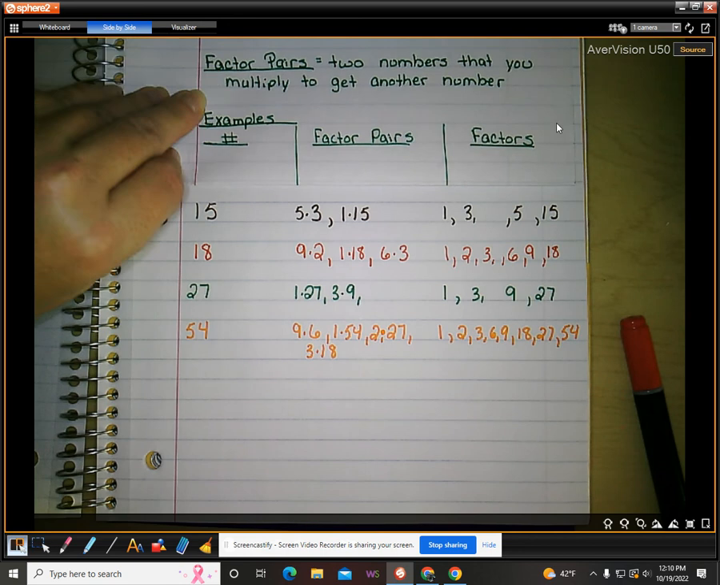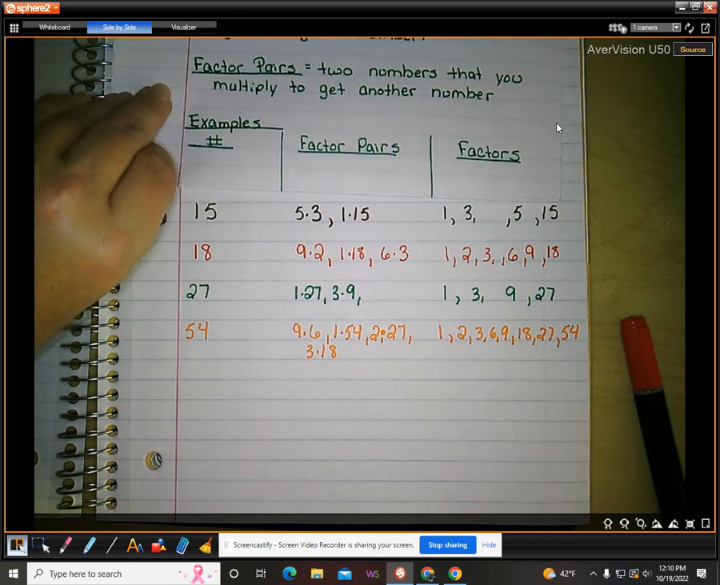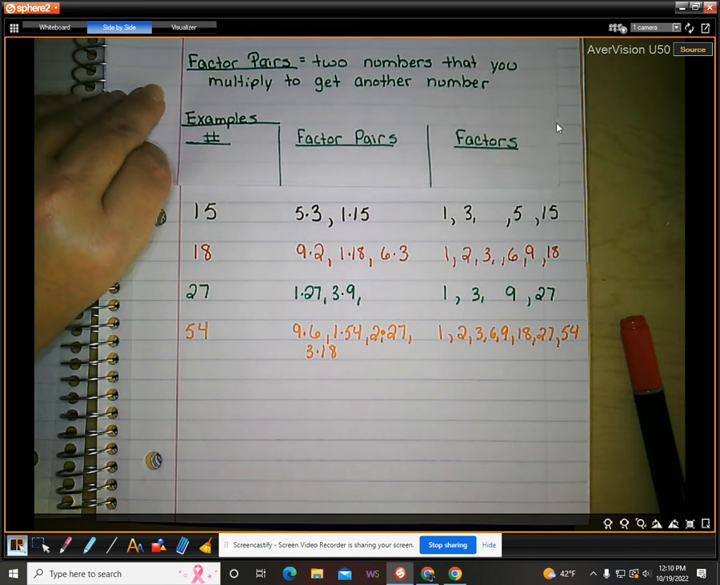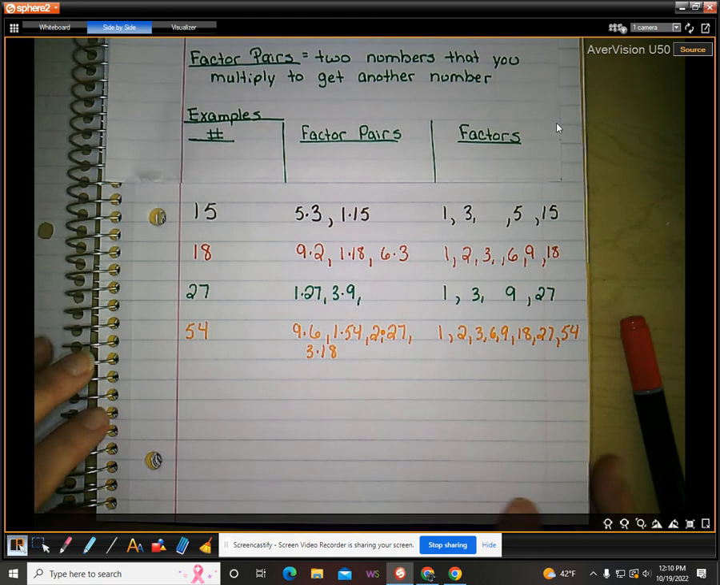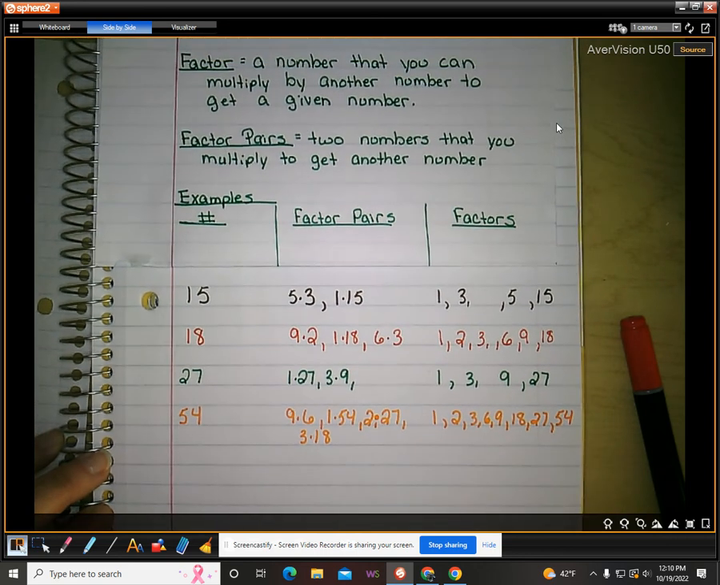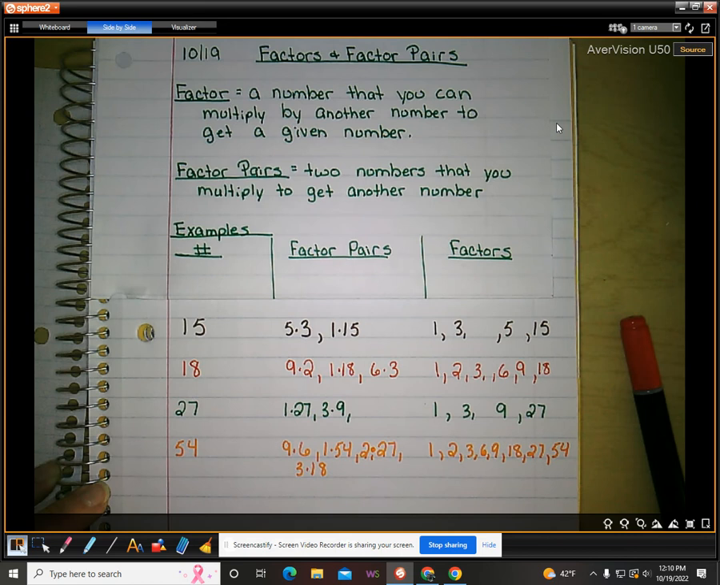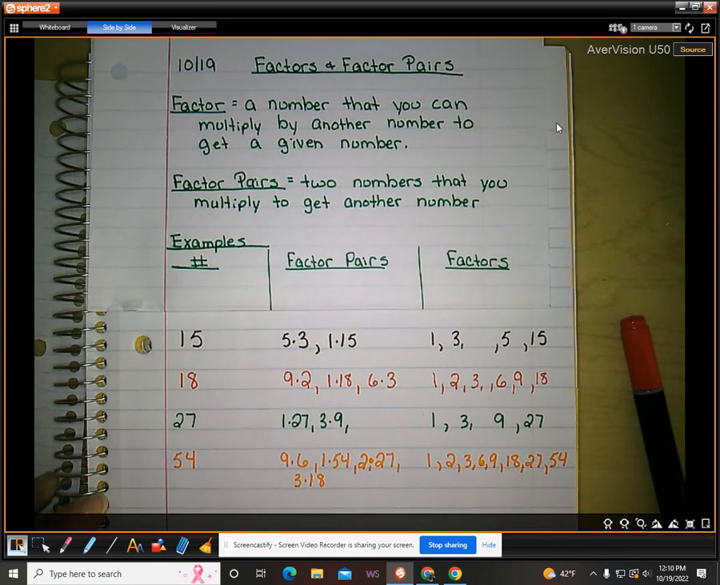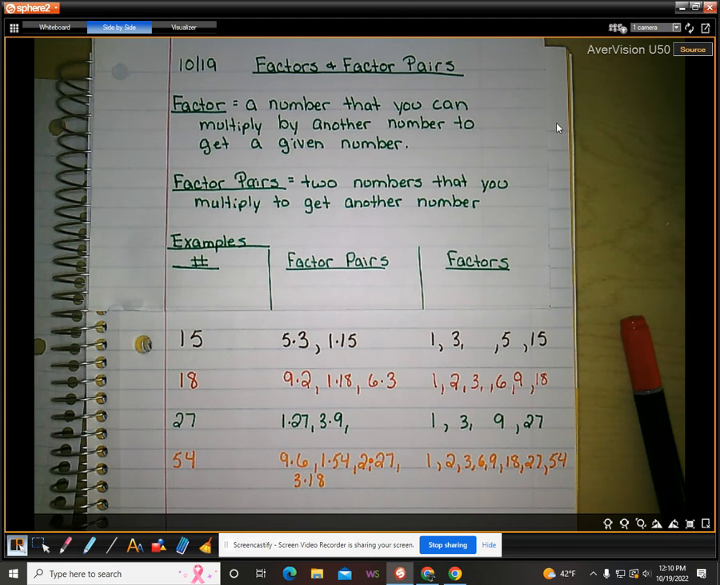So your ticket out my door today is all of this, including the examples. We're not going to sit in here and not write down what we're supposed to. So today when you leave, this is what you will show me in your notebook. And then once you get to where you're going next, you can put it in your folder or your backpack or your locker. But this is what you will show me as we leave. Any questions about what a factor and a factor pair is?